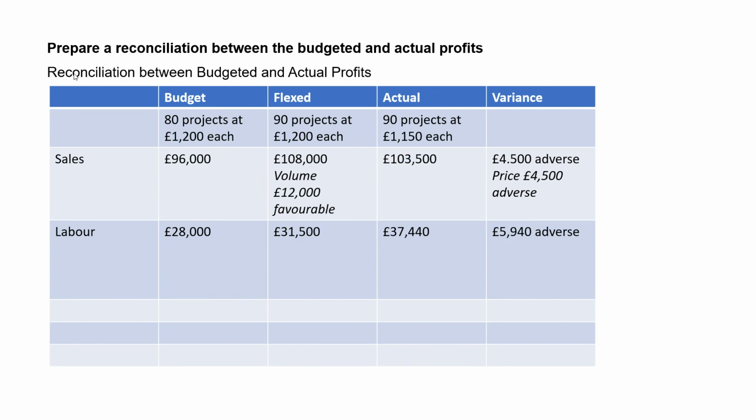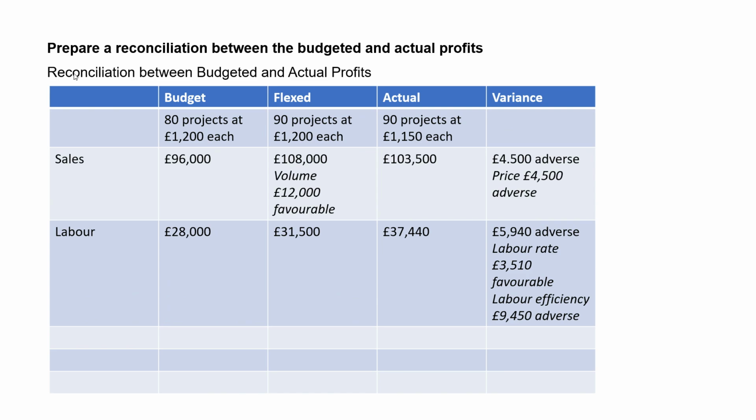So the variance there is the difference between the flex of £31,500 and the actual of £37,440, and that's a £5,940 adverse because the actual amount is greater than the flexed amount. Now that is a combination of the labour rate favourable variance of £3,510 in the question and the labour efficiency adverse variance of £9,450. So combined together, they give you a £5,940 adverse variance for labour.